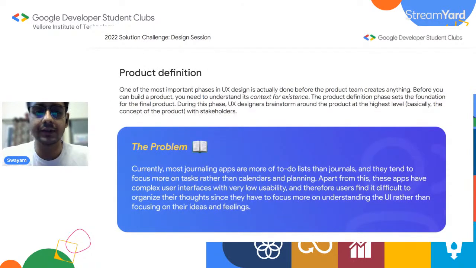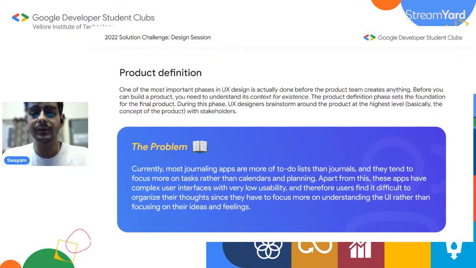So, what is product definition? One of the most important phases in UX design is actually done before any team creates anything. Before you can build a product, you need to understand the context of its existence. The product definition phase sets the foundation for the final product. During this phase, UX designers brainstorm around the product at the highest level, basically the concept of the product. If you've heard about Kidlin's law, it basically says if the problem statement is laid out 100%, your problem is already 50% solved.